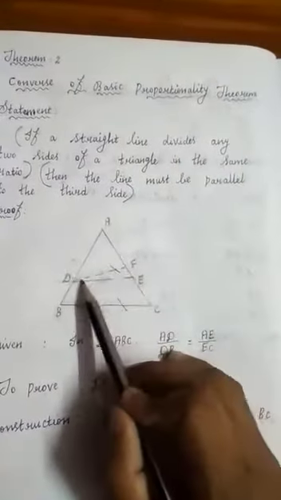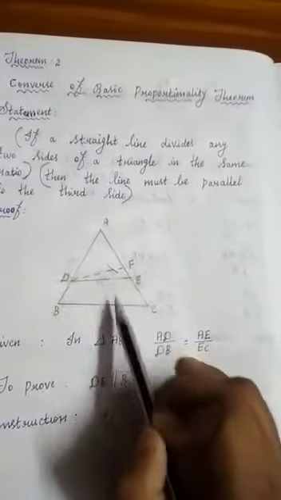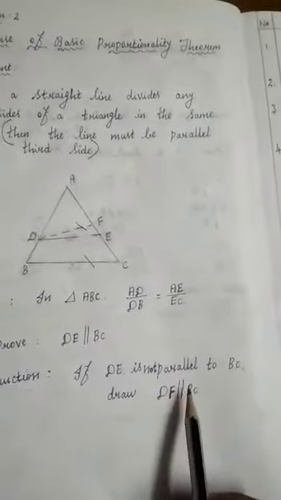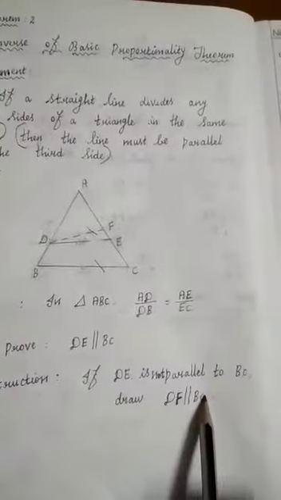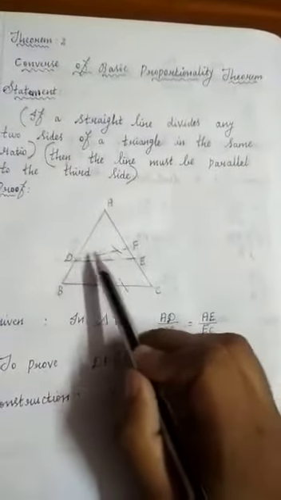Okay, so now we make one more line, that is DF. Now you are going to assume these two lines are parallel: DF is parallel to BC. See, here DE is not parallel to BC, but after we draw it, DF is parallel to BC. This we have constructed.